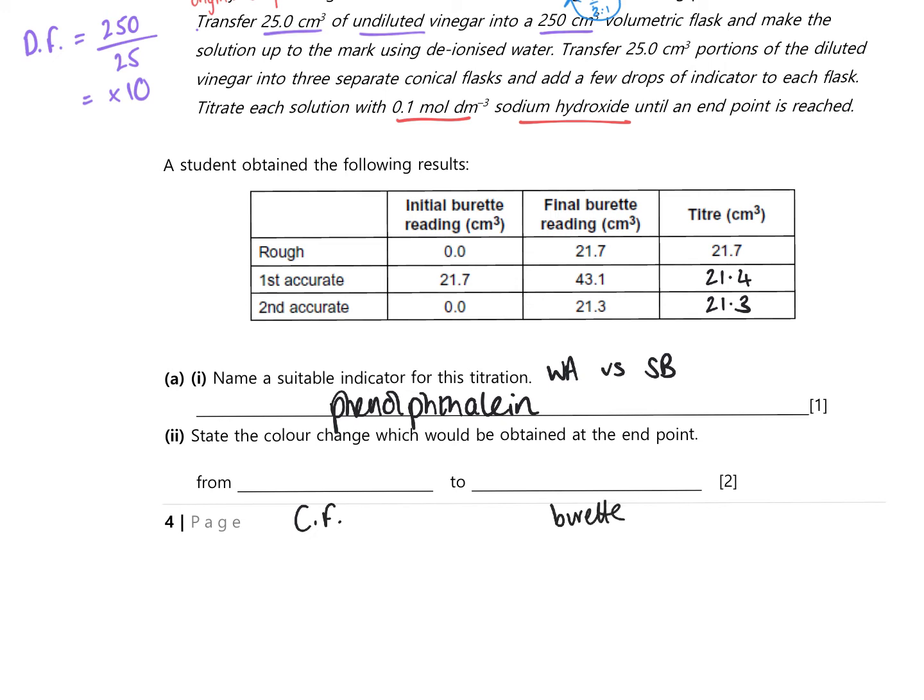So in our conical flask, we're going to have our vinegar, which is an acid. So that is colourless in phenolphthalein. And then in our burette, we have alkali, and that is pink in phenolphthalein.